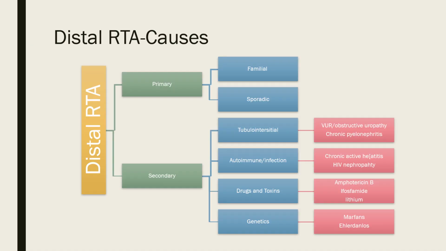The causes of distal RTA. Similar to proximal RTA, divided into primary and secondary. Primary can be familial and sporadic. Secondary can be a tubulointerstitial problem like an obstructive uropathy or a chronic kidney infection. Autoimmune or an infectious cause like chronic active hepatitis or HIV nephropathy. Drugs and toxins like amphotericin B, ifosfamide and lithium. Genetic causes, meaning systemic genetic problems, not in kidneys, like Marfan's and Ehlers-Danlos.